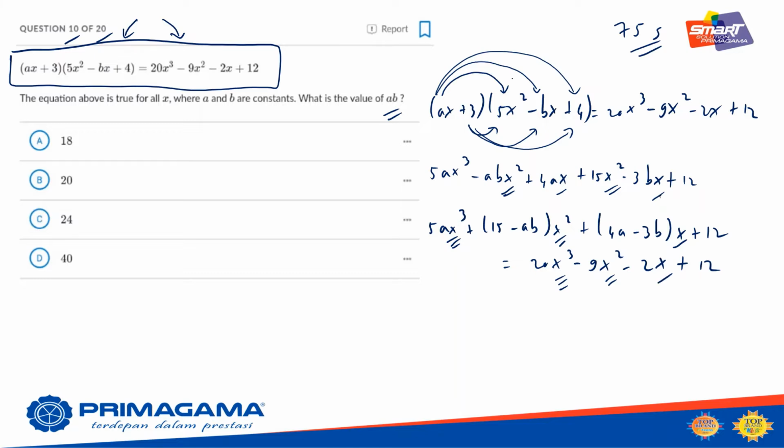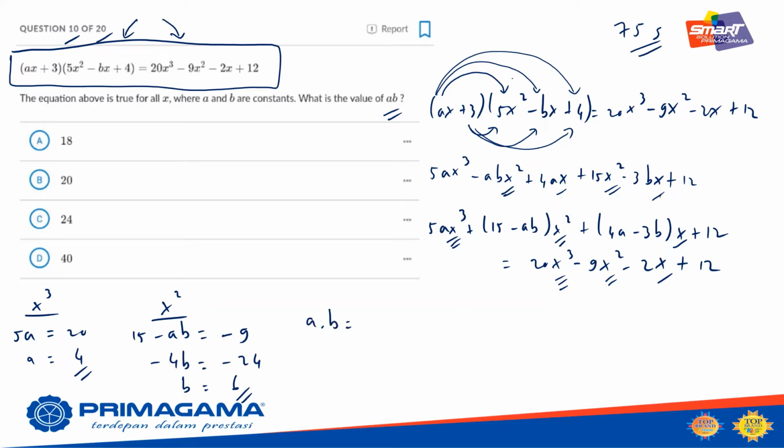So let's try x³ first. From the equation, we will get 5a has to be the same as 20, hence we get a is 4. Then let's try the x². From the equation, we get 15 − ab has to be equal to −9. a is 4, so we will get −4b is equal to −24, and b is 6. Hence, we will get a multiplied by b is 24.